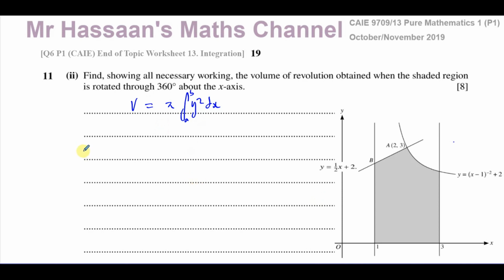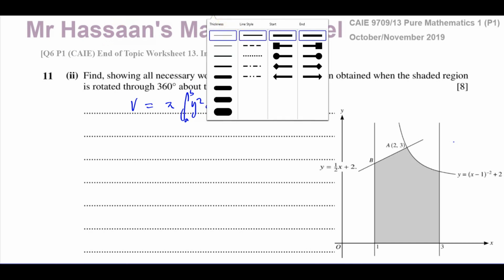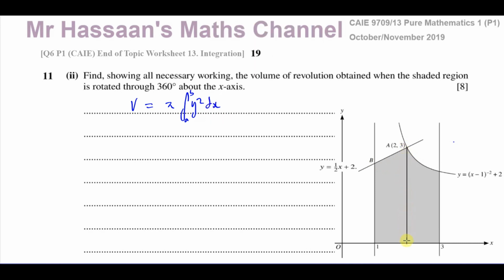Now I'm going to apply it to this particular question here, and what we're going to do first is see very clearly there's a distinction between this first section here, between 1 and 2, and between 2 and 3. The first section has a different equation completely. That's a straight line, which we found the equation of in part 1. Between 1 and 2 you have this straight line, and between 2 and 3, you have this curve. So we need to do this in two separate sections.